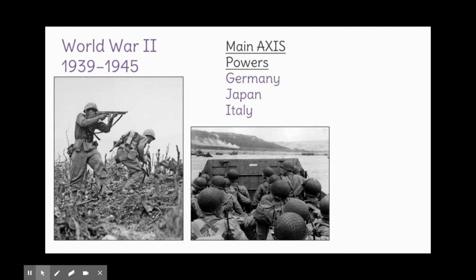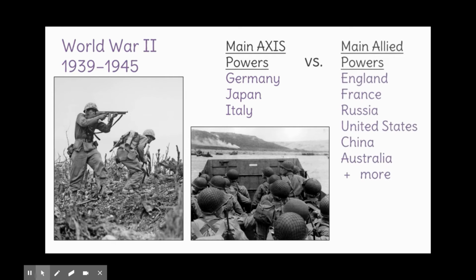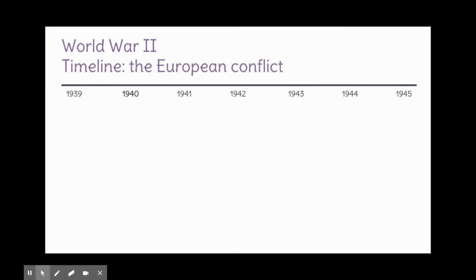The main countries involved were Germany, Japan, and Italy on one side, called the Axis powers. The other side, known as the Allied powers, was made up of England, France, Russia, the United States, China, and many smaller countries in Europe. Here's a timeline of a few of the major events of the European conflict during World War II.